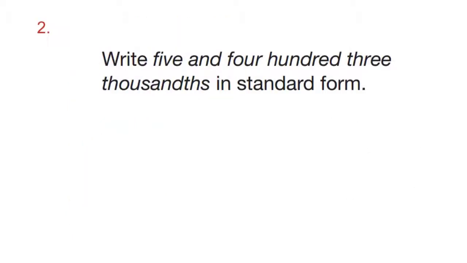Write 5 and 403 thousandths in standard form. Now remember, standard form is how we normally write numbers. This right here is word form, so we're going to convert that into standard. Keep an eye on that right there. The and, that means a decimal point. So it says 5 and, so I'm going to write my 5 and then a decimal point.